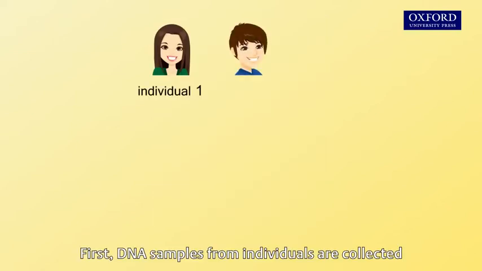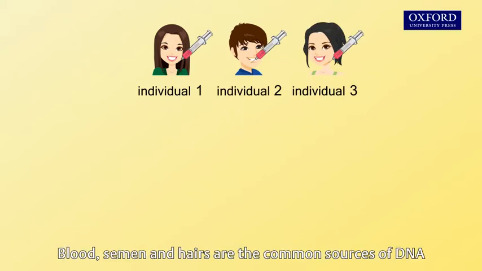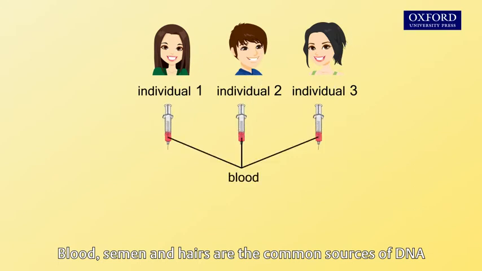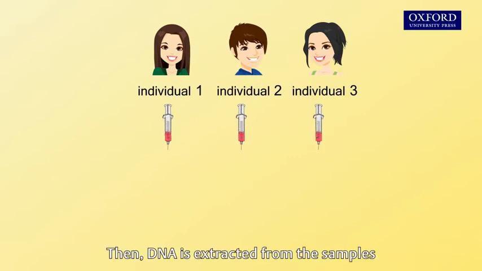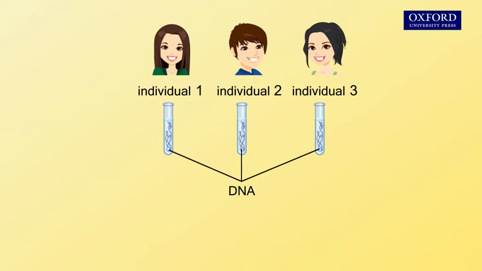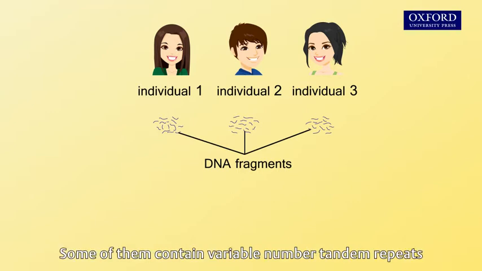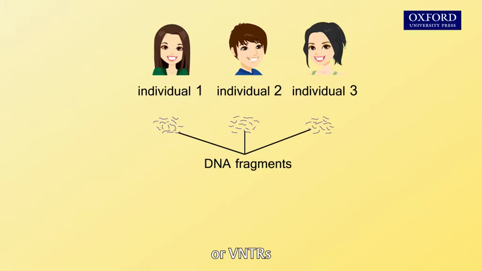First, DNA samples from individuals are collected. Blood, semen, and hairs are the common sources of DNA. Then, DNA is extracted from the samples and cut with restriction enzymes. DNA fragments are obtained. Some of them contain variable number tandem repeats, or VNTRs, and some do not.